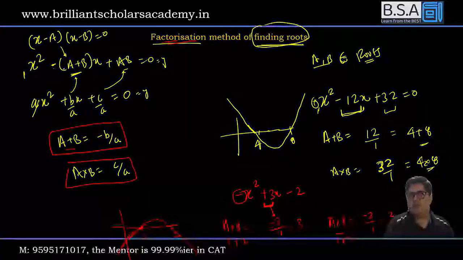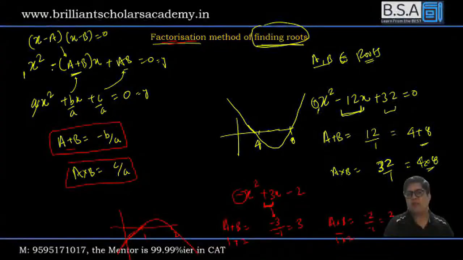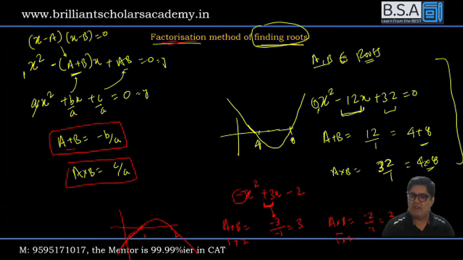Addition of the two roots is always with x. A plus b is with x with a minus sign. And the product of the two roots is always at the end. So I showed you a couple of examples of factorization. Two examples we have covered yesterday. Rough graph plotting as well.